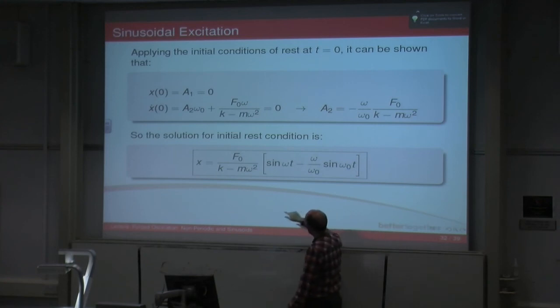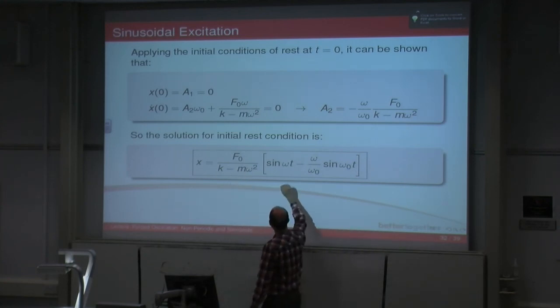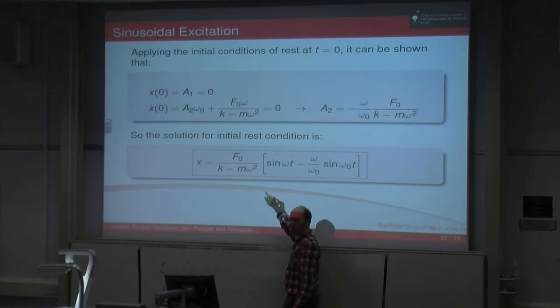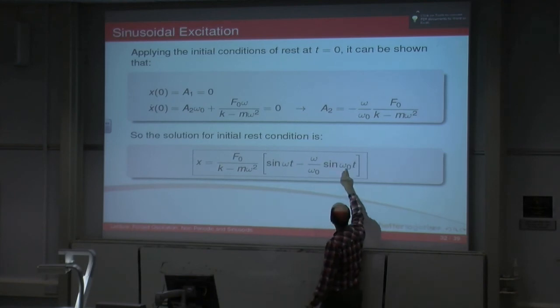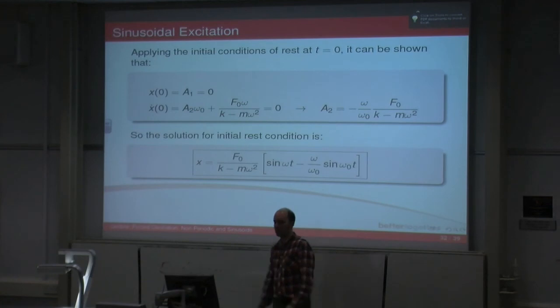So notice we've got some amplitude, which we found in chapter 2, times the sinusoid that you're applying, minus a sinusoid that's oscillating at the natural frequency, multiplied by a ratio of the two amplitudes.